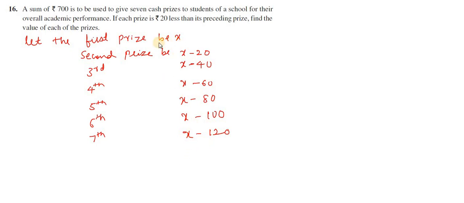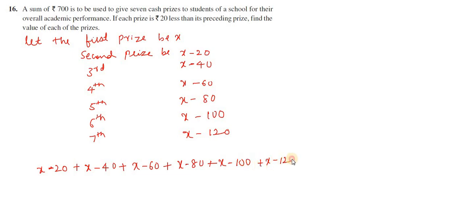Now they told us that the sum of 700 is to be used. So if we add all 7 prizes, we are going to get 700 rupees. I'm not using any AP concept here; I solve this using general logic. So x plus x minus 20, plus x minus 40, plus x minus 60, plus x minus 80, plus x minus 100, plus x minus 120, equals 700.